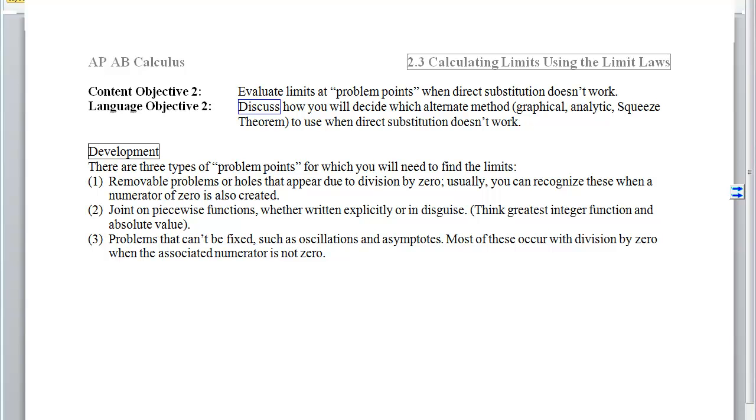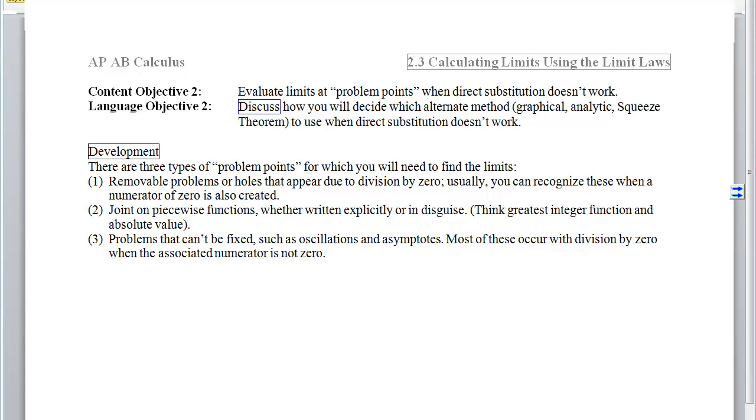So the first thing that you will have to deal with are removable problems, or holes. And if you recall, those problems appear when you try to divide by 0. Usually you can recognize these when you have a numerator of 0 at the same time that you have a denominator of 0. The second type of problem is if you have a joint on a piecewise function.